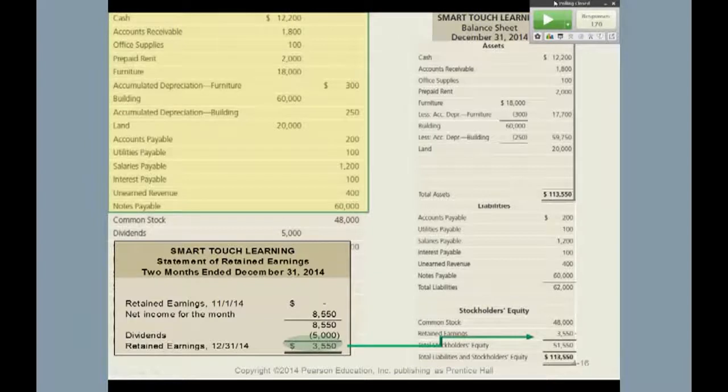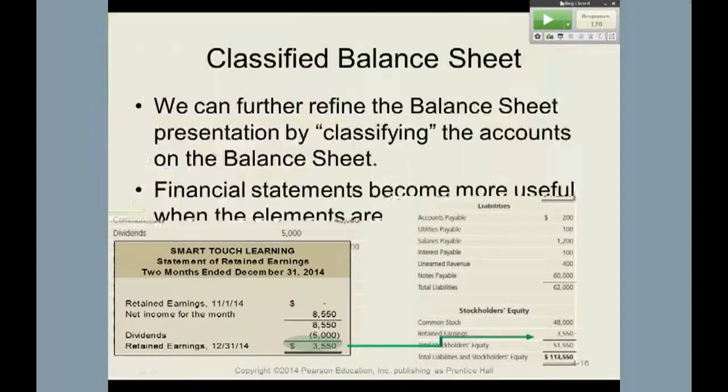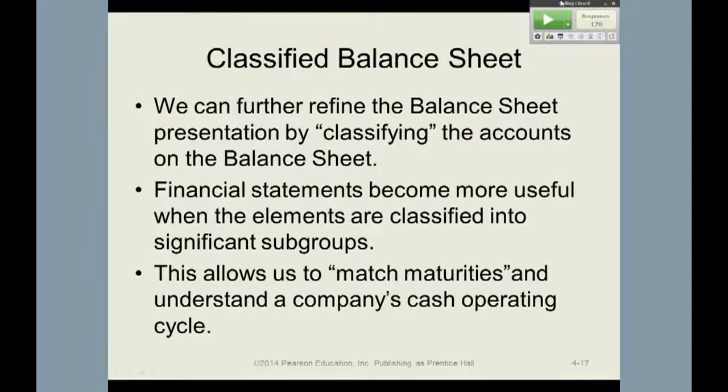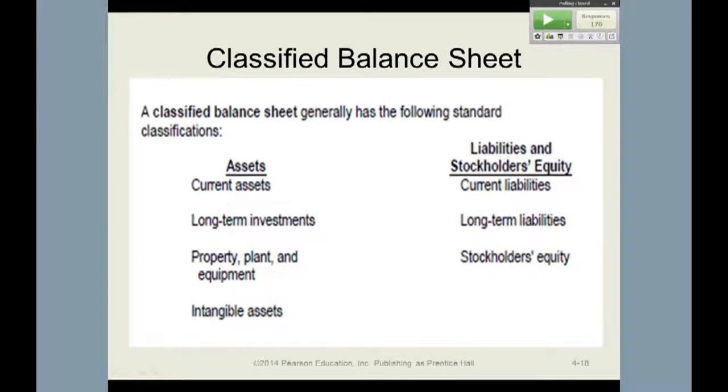Now, the issue I think that you need a little bit more time on is the classified balance sheet. What we are doing now is when we prepare a balance sheet, you're going to have to worry about the classification of assets, classification of liabilities, and equity. We're going to group them now, and the primary concept here is to match maturities. When you look at the slide, you'll see that these are typical categories on the balance sheet.